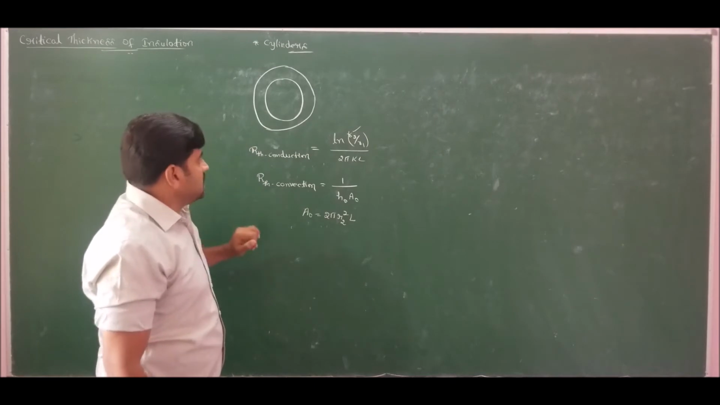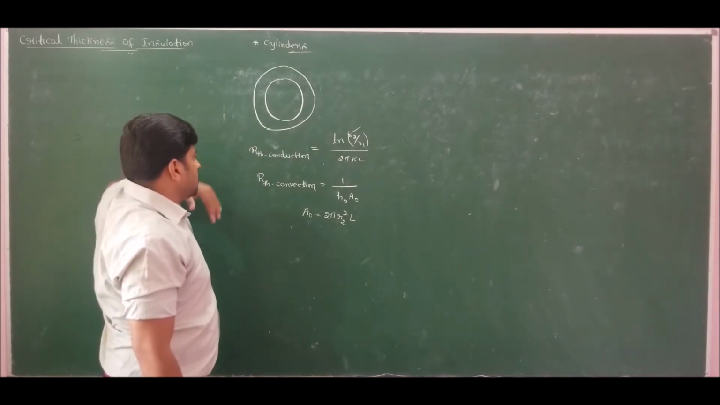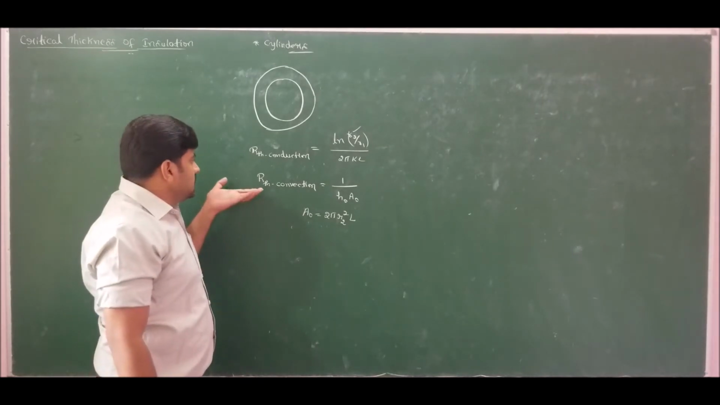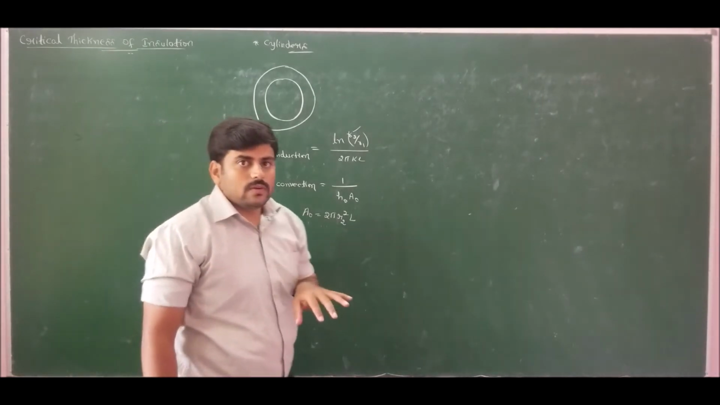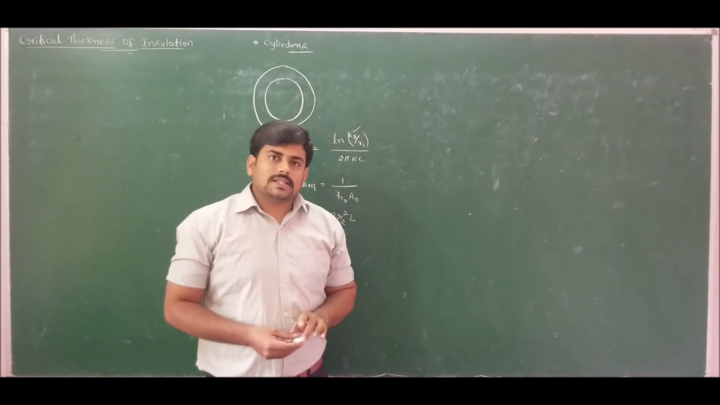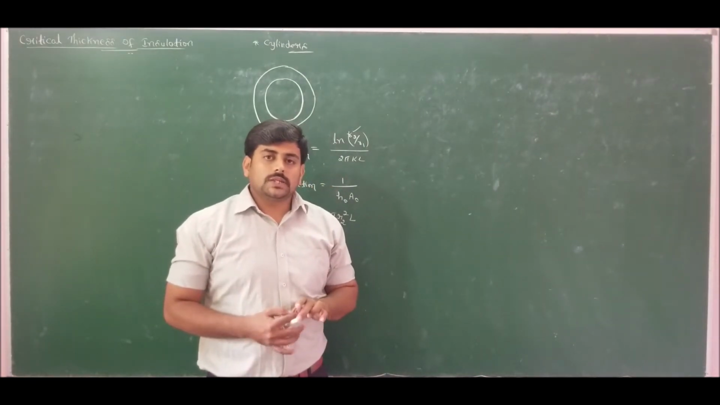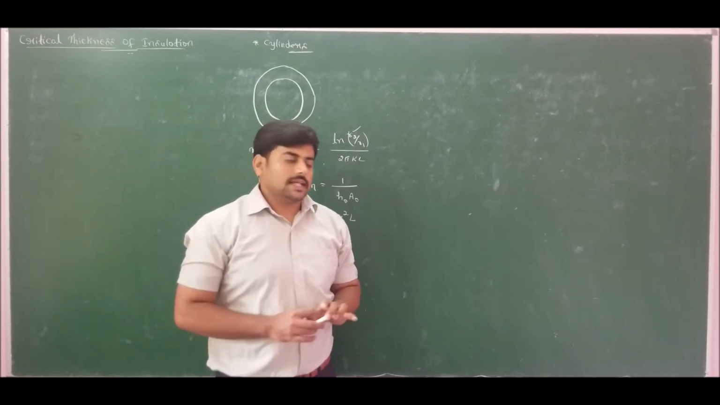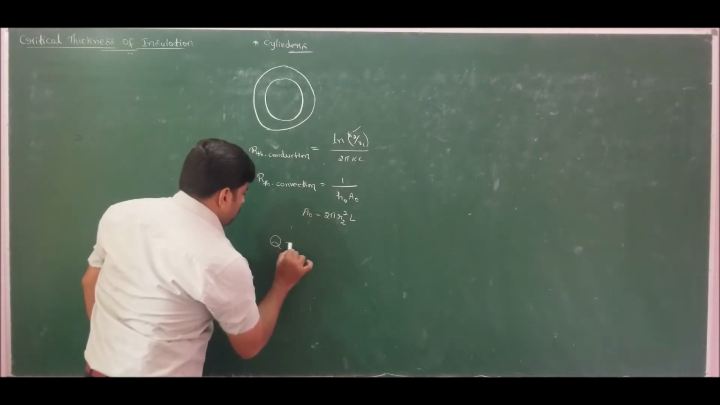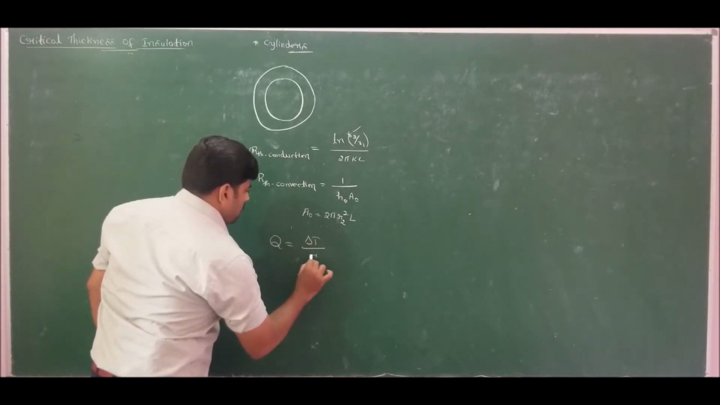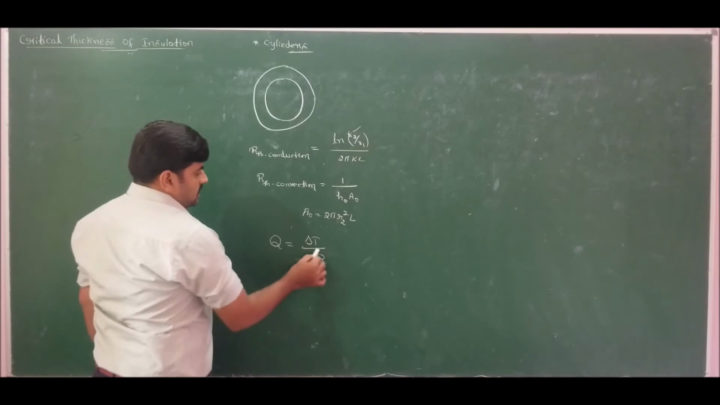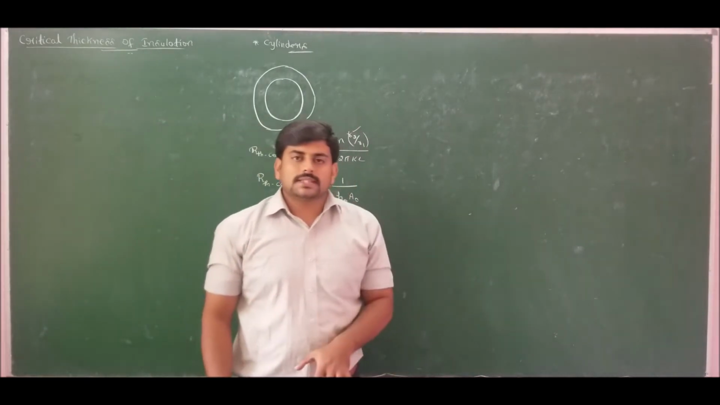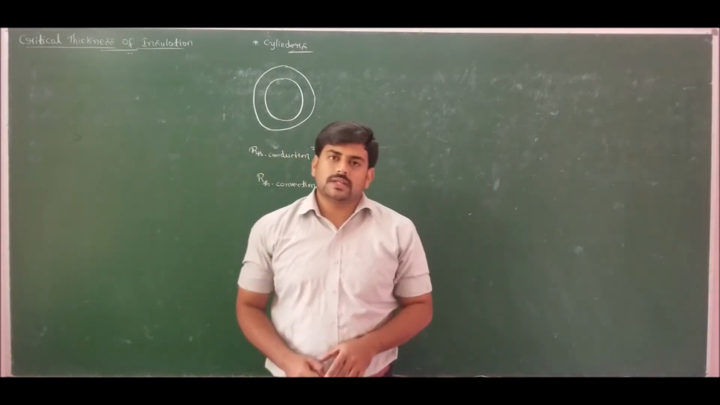The total thermal resistance is the sum of the thermal resistance due to conduction plus the thermal resistance due to convection. Since there is a decrease in thermal resistance due to convection, the total thermal resistance will also decrease. As you all know, the formula for heat flow is the temperature difference divided by the sum of resistances. Since the total thermal resistance is decreasing, the heat flow will increase. So hence, the addition of insulation is beneficial.